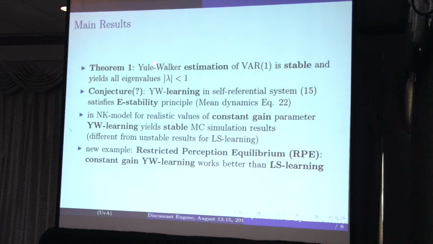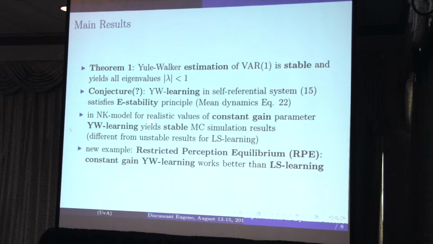So the main result is that the Yule-Walker estimation of a VAR(1) is stable and yields all eigenvalues inside the unit circle. That's, I think, the theorem that Bill showed. And then, as I understand it, it is still a conjecture that Yule-Walker learning in a self-referential system satisfies the E-stability principle. So if I understand correctly, the proof is not there yet, and that's because of this initial state dependence. Not immediately obvious anymore. That's right, okay.